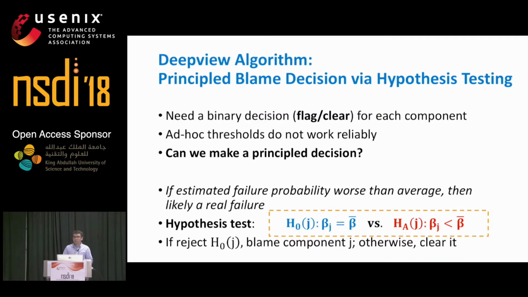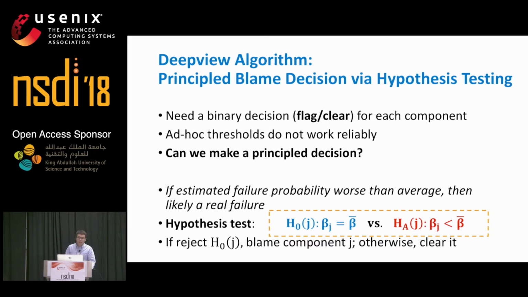So now the first part of the algorithm estimates component health probability. But what we really want is a binary decision as to whether to flag or clear each component. While we can use ad hoc thresholds, they don't tend to work reliably. So we wonder, is there a way to make a decision for each component in a principled and automatic manner?